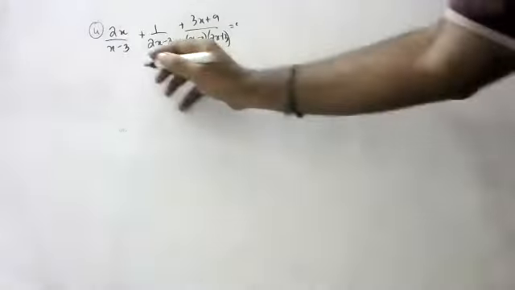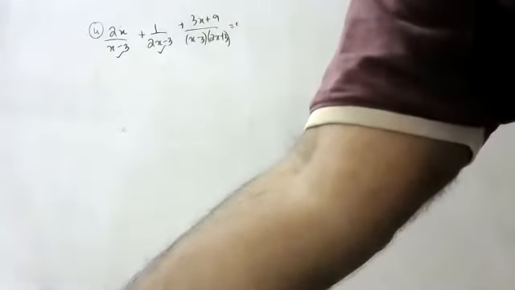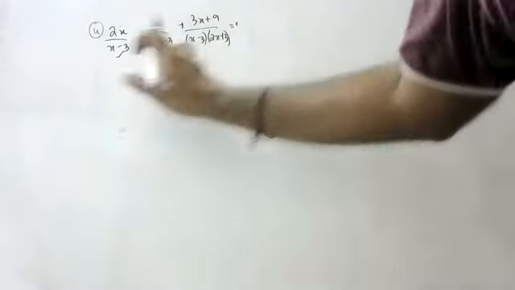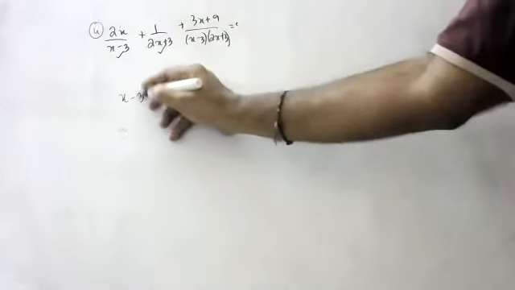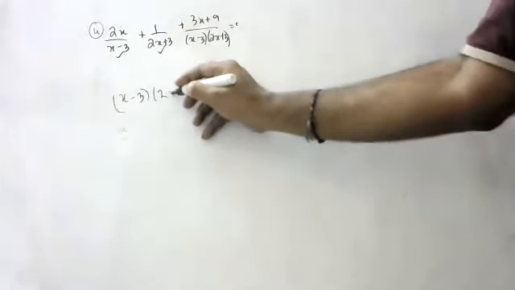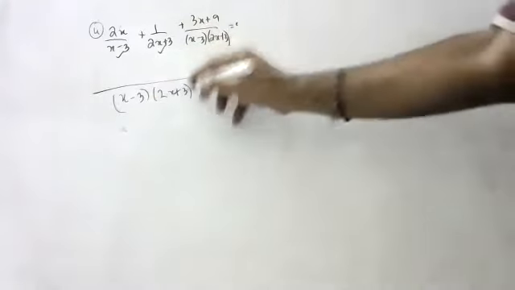Okay, children. So here x minus 3 is there, 2x minus 3 is there, here 2x plus 3 and 2x minus 3, 2x plus 3. Oh, this is also 2x plus 3. Children, let's take the LCM and start doing. What is the LCM here? X minus 3, 2x plus 3 is the LCM. Because here also x minus 3, 2x plus 3 is there.